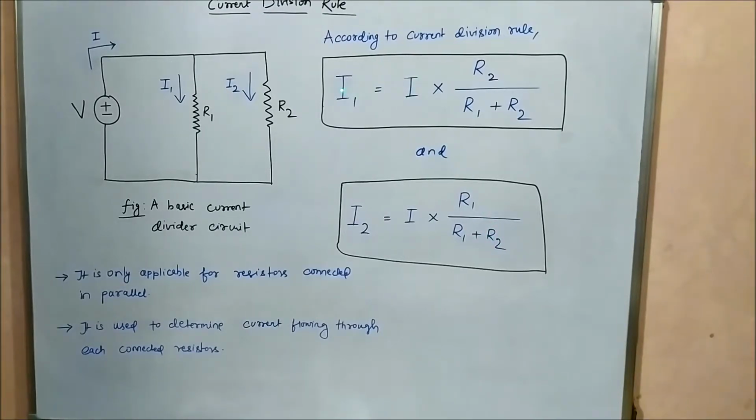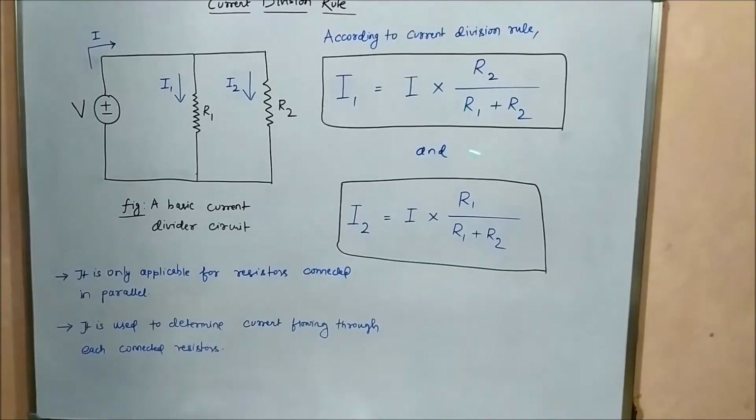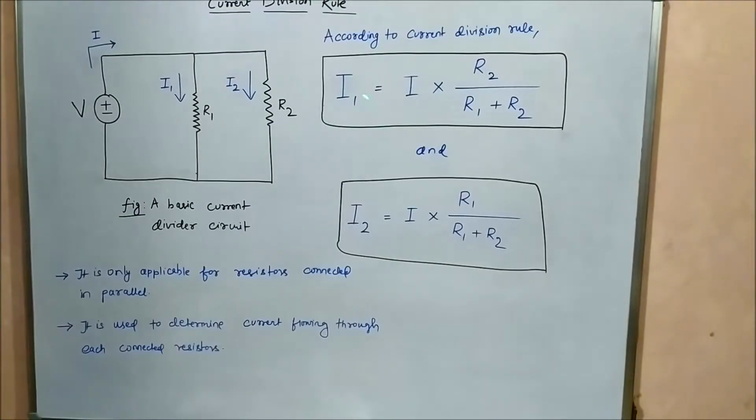So always remember, the current flowing through a particular resistor in parallel by current division rule is the total circuit current multiplied with the other resistance, divided by the sum of the two resistors. This is the formula for determining the currents I1 and I2 flowing through resistors R1 and R2 according to current division rule. Now we are going to find out how we derived these expressions, so we go to the mathematical derivation part.